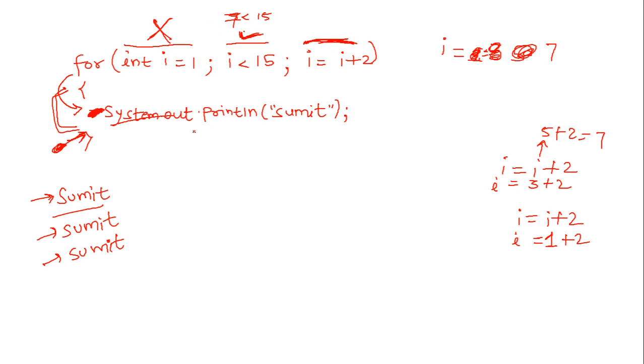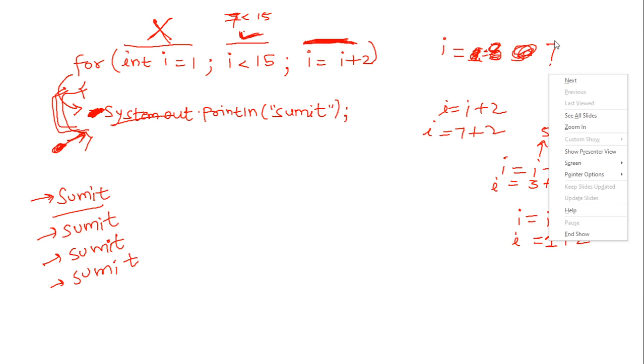7 is less than 15. Condition true. Again Sumit is printed. And after that, once we complete this block, we will implement this condition, I equals to I plus 2. So if I say I equals to I plus 2, I value 7, 7 plus 2 is nothing but 9.